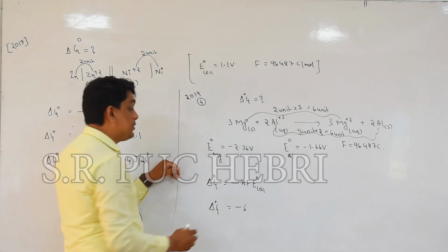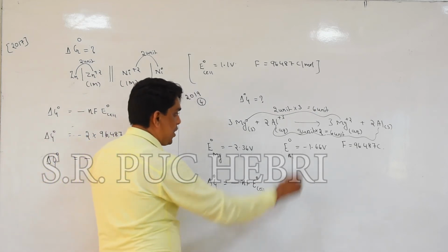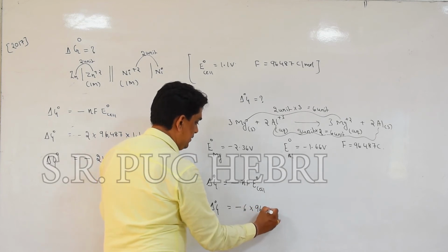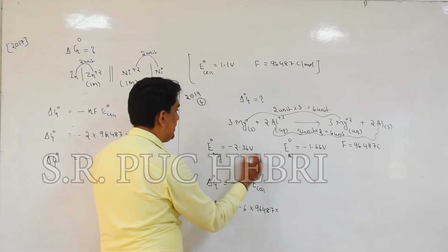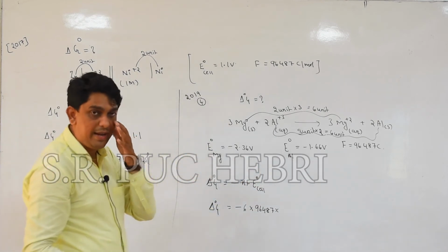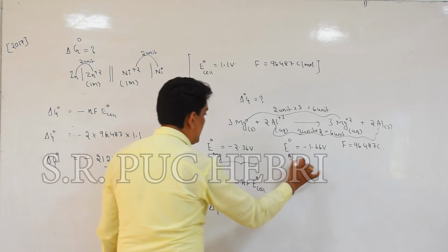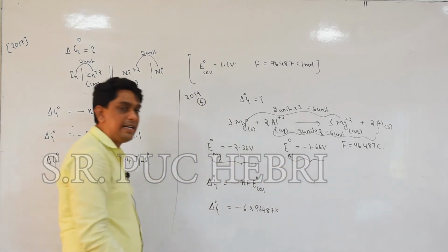Fine. Now the value of Faraday's constant they have mentioned, so please follow the same, into E naught of the cell. E naught of the cell, I need to do the calculation. So everyone see this. We have electrodes. One of them is the anode, and the other is the cathode.